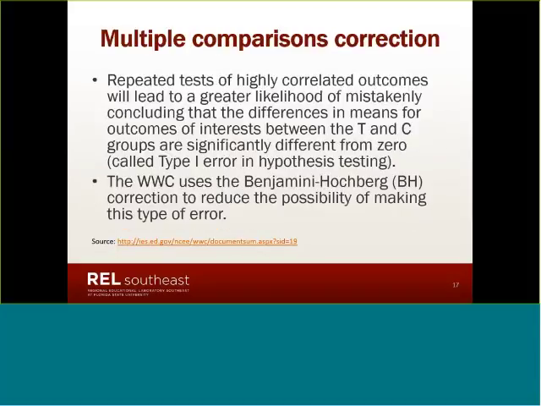Another correction that affects the statistical significance of the reported results is the multiple comparisons correction. It is widely understood that the more comparisons a study reports, the more likely the study will incorrectly find a result to be statistically significant due to type 1 error, which is also known as false discovery. This is a concern for the WWC, as the number of outcomes that are statistically significant is a factor in the clearinghouse effectiveness rating of a study. So the WWC uses the Benjamini-Hochberg correction to reduce the possibility of making this type of error. This correction accounts for multiple comparisons, or multiplicity, which can lead to inflated estimates of the statistical significance of your findings.